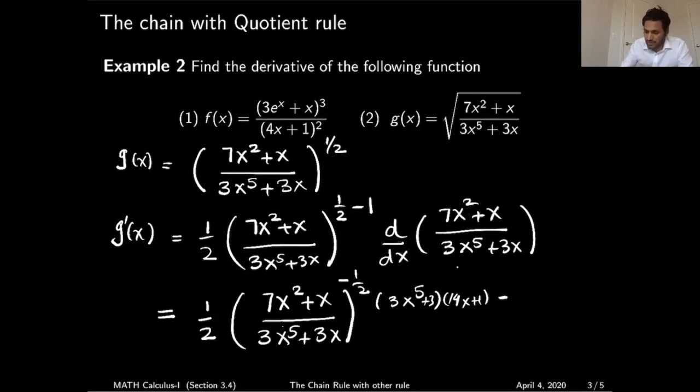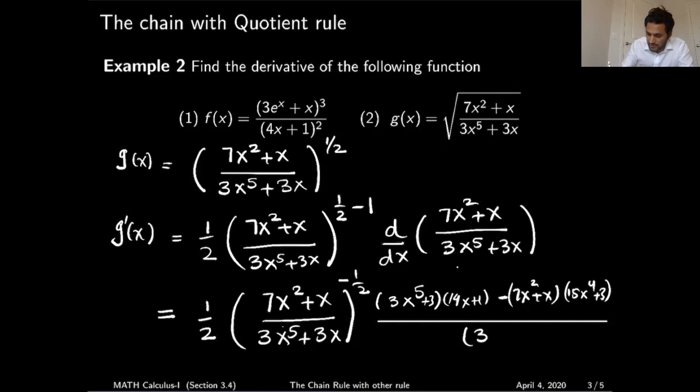minus high function, which is 7x squared plus x, multiplied by the derivative of the low, which is 15x to the power 4 plus 3, and the whole entire thing is divided by low squared, which is 3x to the power 5 plus 3x, the square of that. So that completes the problem.